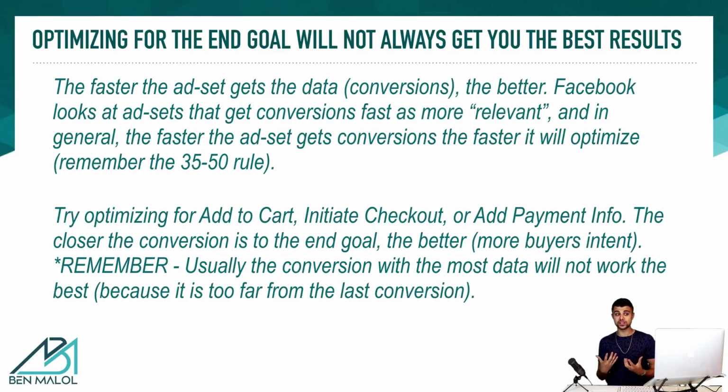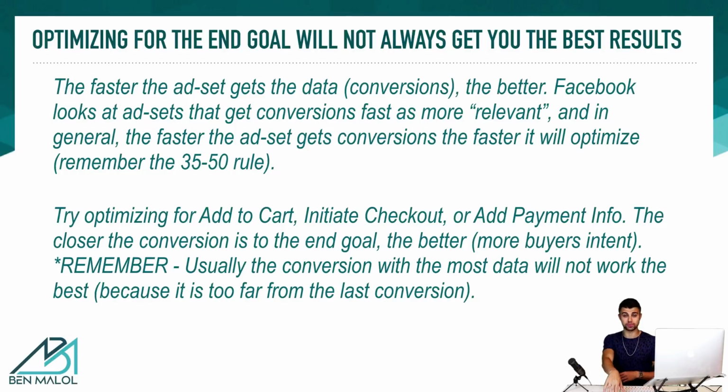Yeah, so the faster the ad set gets the data, which is the conversions, the better. Facebook looks at the ad sets that get conversions fast as more relevant. And in general, the faster the ad set gets conversions, the faster it will optimize. Okay, so remember the 35 to 50 rule. Now, what that actually means for you is that the more often the conversion that you're optimizing for happens, the faster the ad set will optimize.